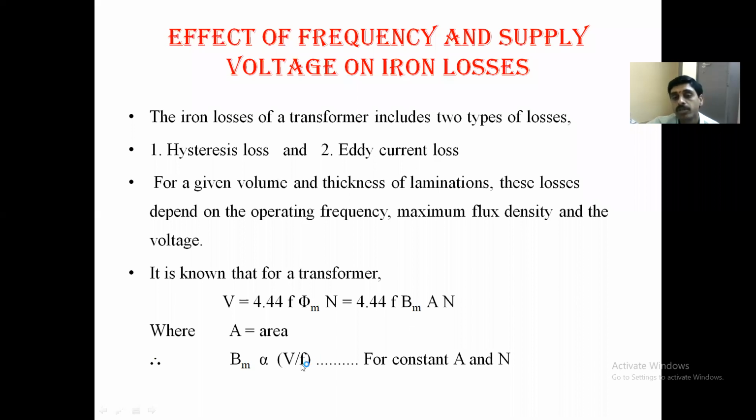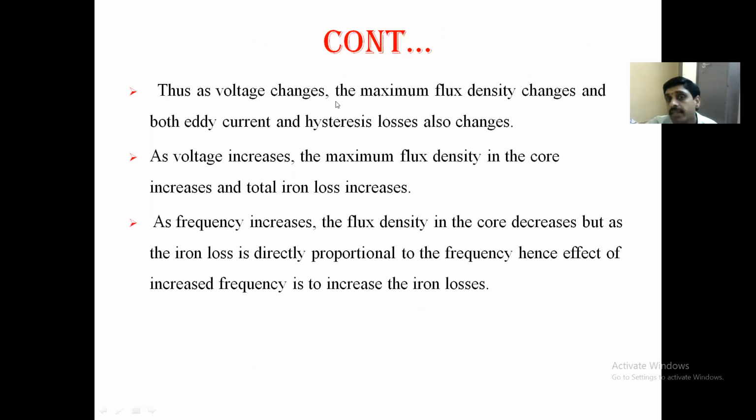So Bm is proportional to V by f. For constant A and N, that means the area of cross section and the number of turns, we can write Bm proportional to V by f, the flux density. As the voltage changes, flux density changes, and both eddy current and hysteresis loss also change. V changes, phi changes, and both the losses change. As the voltage increases, flux density in the core increases, and iron loss also increases.